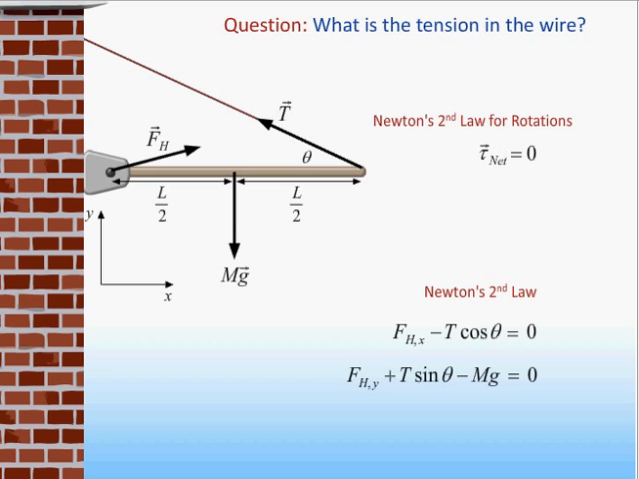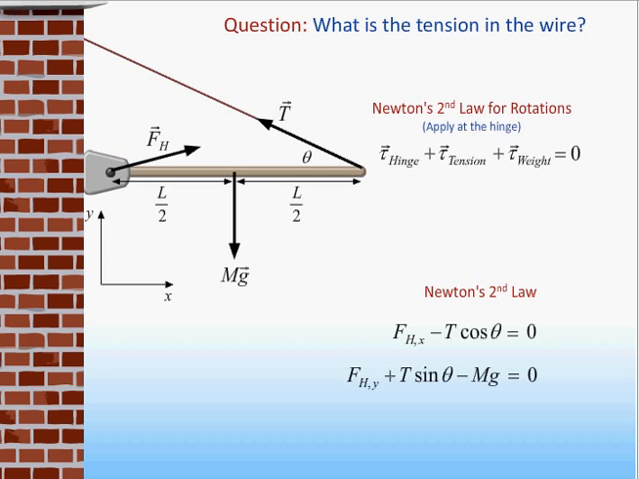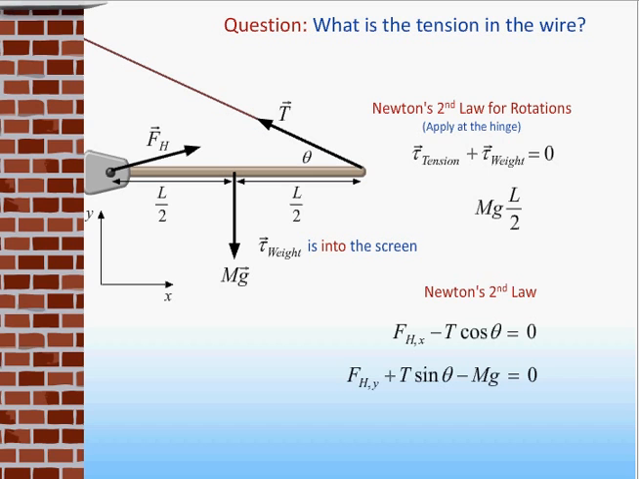Since our task is just to find the tension in the wire, we can pick a rotation axis perpendicular to the screen that passes through the hinge. We see immediately that the lever arm of the force due to the hinge is zero about this axis, so the torque due to this force about this axis is also zero. What about the torques due to the other forces? The magnitude of the torque due to the weight of the beam is just equal to the weight times its lever arm. Using the right-hand rule, we see that the direction of this torque is into the screen.